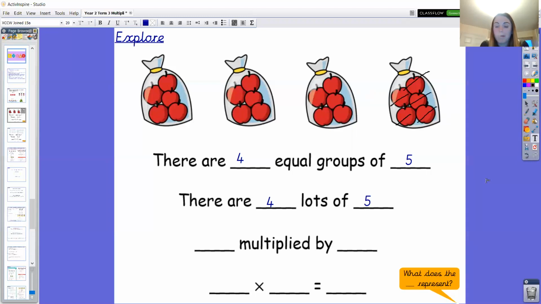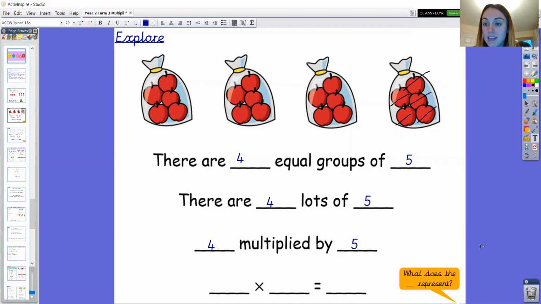Okay, let's have a think about the next 2 sentences. So it says multiplied by. I briefly shared this word with you in a previous step of learning. It's very similar to lots of. It's just another way of saying it. So it's still the same in saying 4 multiplied by 5. Okay, can we say that together? 4 multiplied by 5. Brilliant.